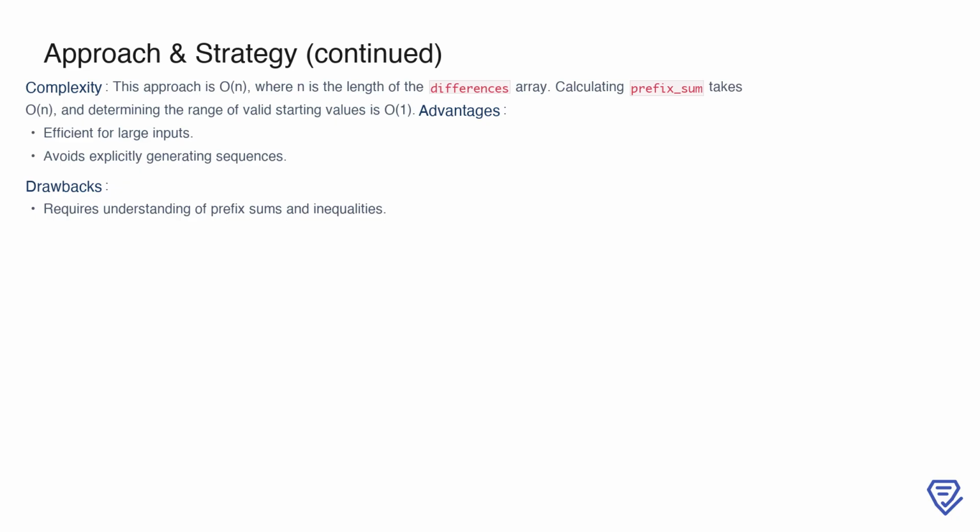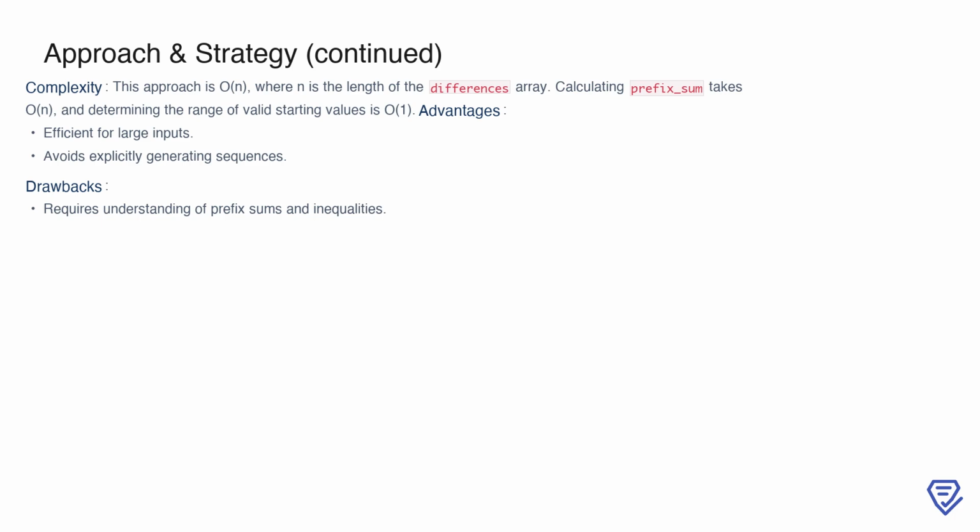The optimized approach has a time complexity of O(n), where n is the length of the differences array. This efficiency comes from the two main steps: calculating the prefix sum, which is linear in complexity, and determining the range of valid starting values, which is a constant time operation. This makes the method scalable even for large inputs.